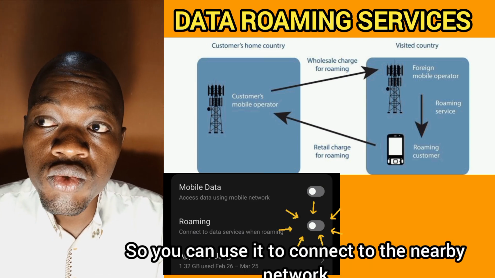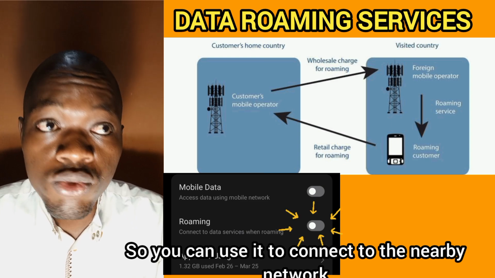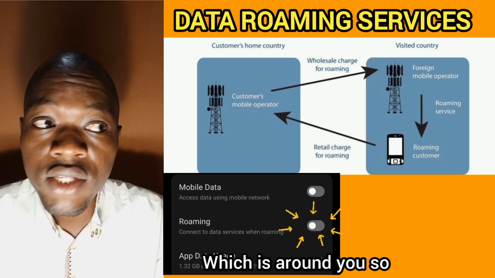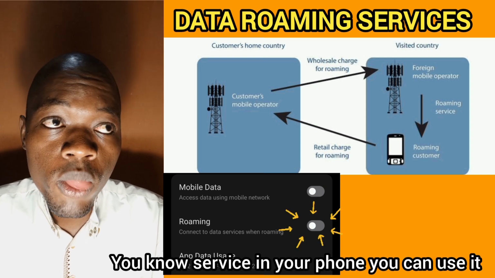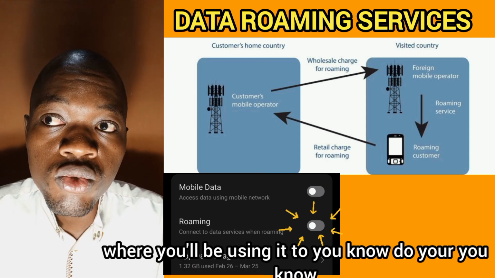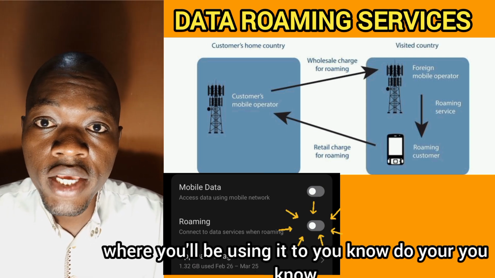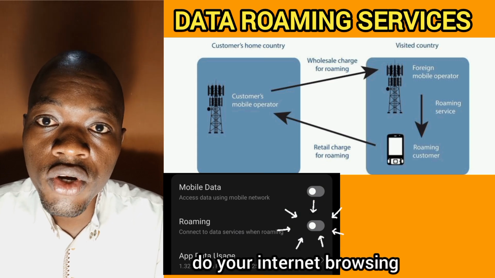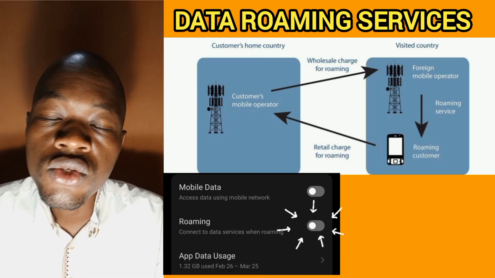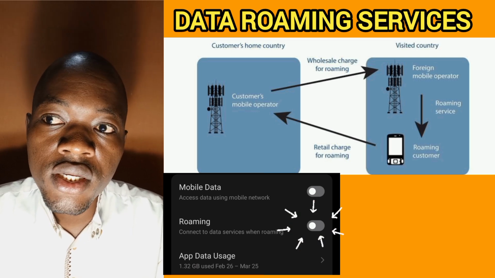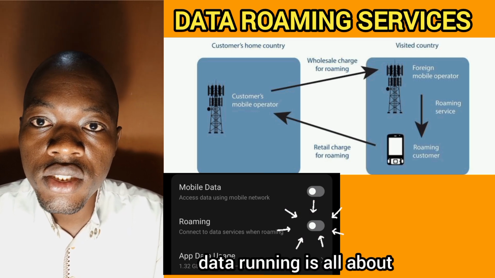So you can use it to connect to the nearby network around you, so that you can have a stable service in your phone, where you can do your internet browsing and emailing and so on and so forth. So that is what data roaming is all about.